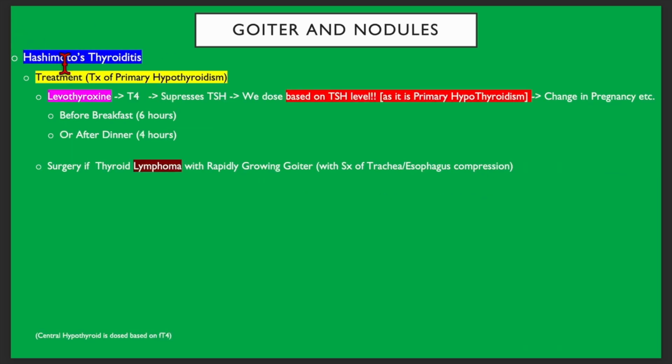Treatment of Hashimoto is the treatment of primary hypothyroidism, so we said levothyroxine based on TSH levels, as this is primary hypothyroidism. It's a thyroid problem. If it was central, then we were going to use free T4 for central, but this is peripheral, so use the TSH levels. And if you suspect a lymphoma, do the surgery and remove it.